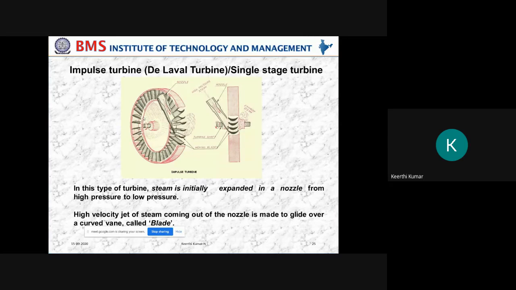The same figure I have shown in 2D view. That means if I see only the front view of the figure, it will look like this. Nozzle, this is the casing, and these are all the blades. This is called steam exhaust, or it is called condenser steam. Here, high pressure steam is called boiler steam, boiler pressure, and here exhaust steam or exhaust pressure is called condenser pressure, and this is called nozzle.